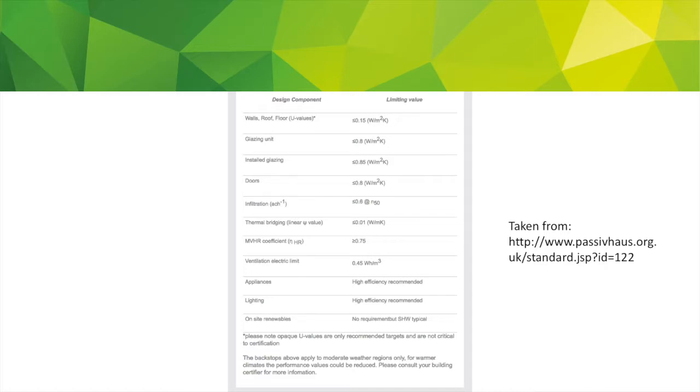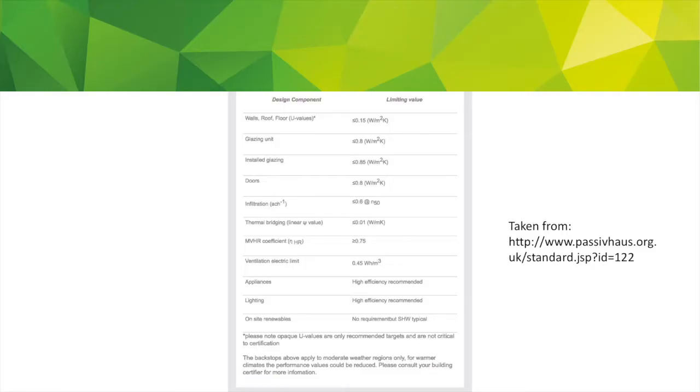Ventilation electric limit is at 0.45. That is effectively the specific fan power. We use more of a standard unit of specific fan power in this country, which they both mean the same thing. It's the amount of energy it requires to move your air around your building. So the higher your specific fan power or higher your electric limit, the more energy you're using. The reason why this is important is that some MVHR units can be undersized for the space, which will then require a lot more energy than if the unit was appropriately sized.